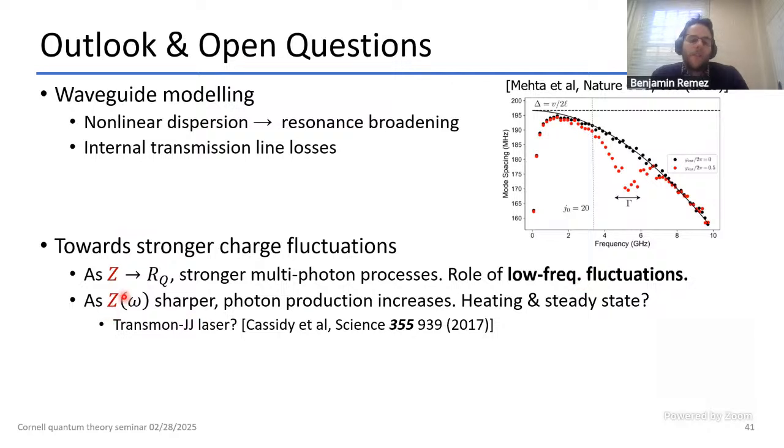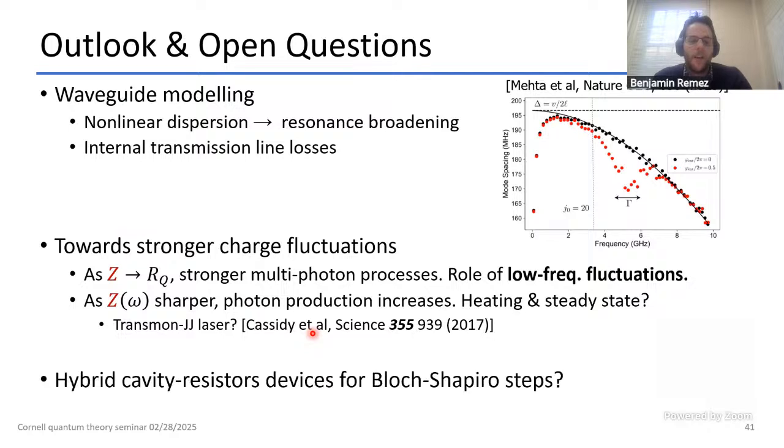Second, you can think of limits as you crank the resonances in your impedance function to be sharper and sharper. Because on resonance, you get very effective photon production in that spectral function. What happens if you produce too many photons? Do you get heating then? Can you achieve some sort of steady state? This, to me, felt similar to what people have now demonstrated in literature, where you can get lasing out of Josephson junction. So that's another interesting regime to think about.